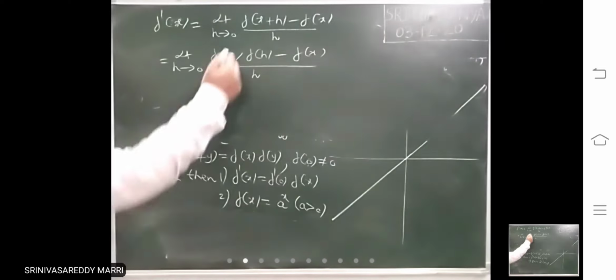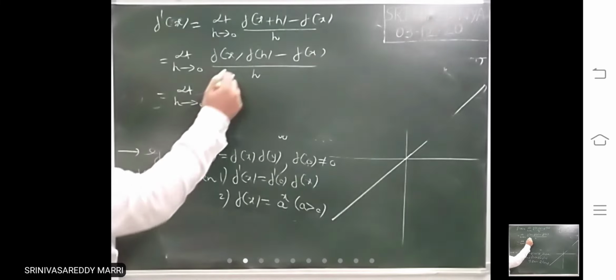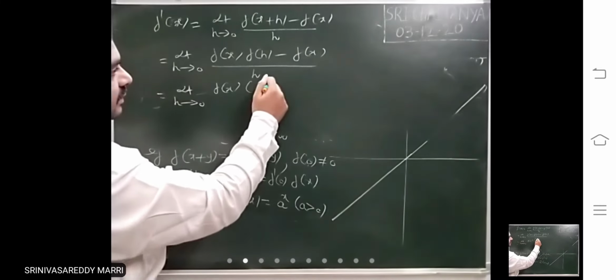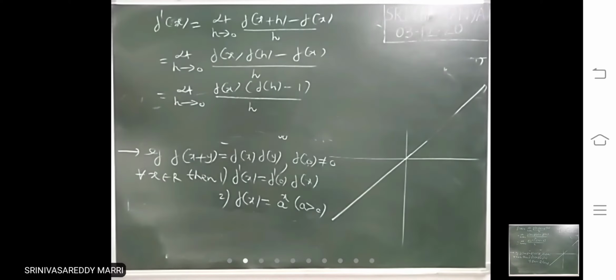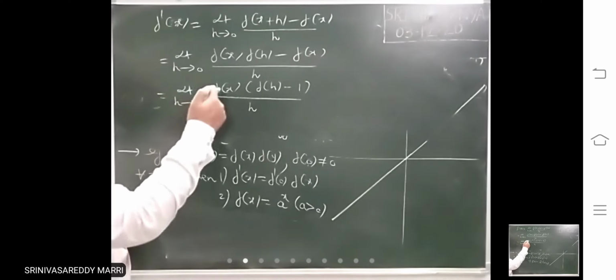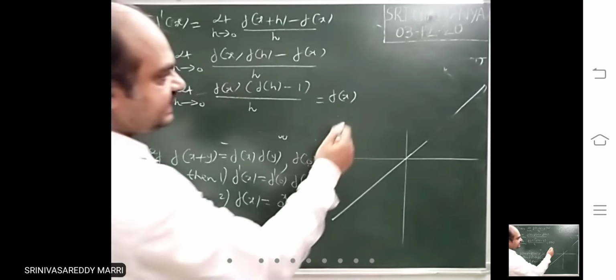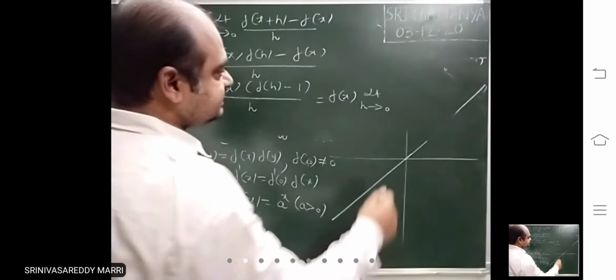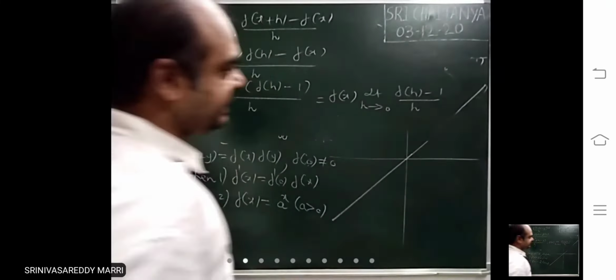This is x plus y. I have written the formula. That means now I am taking f of x common from these two. F of h minus 1 divided by h. So now this is limit h tends to 0. F of x is constant, so you write f of x outside the limit: limit h tends to 0, f of h minus 1 divided by h.